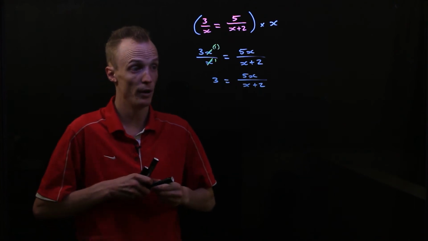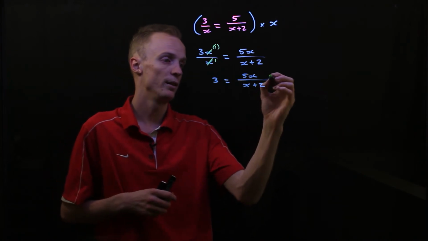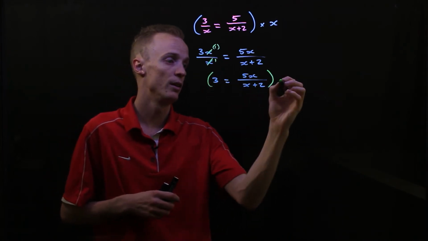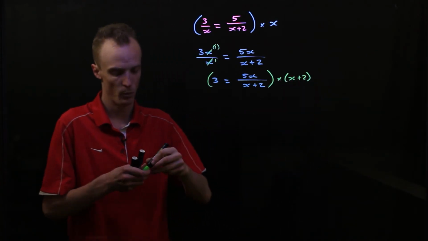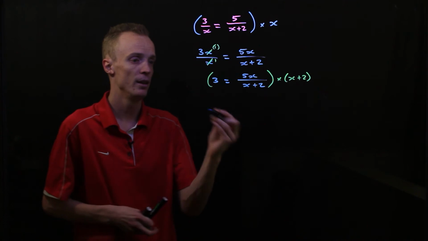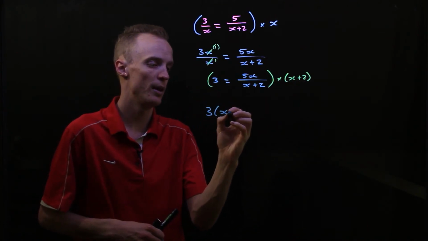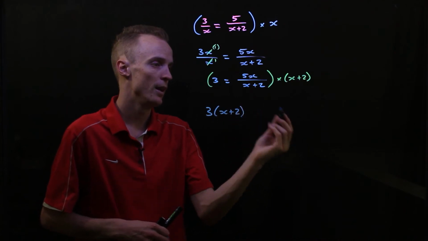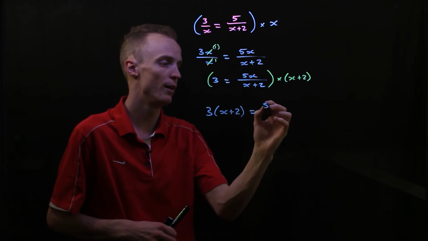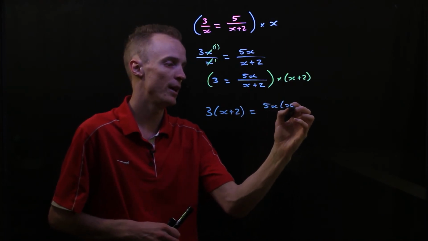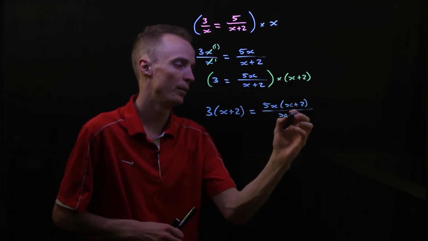So now I want to get rid of this x plus 2. So how do I do that? Well, I multiply the entire equation here by x plus 2. So when I do that, this will be 3 multiplied by my x plus 2. And this side here will be 5x multiplied by my x plus 2, and that'll be divided by x plus 2.